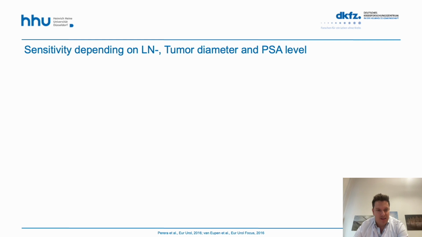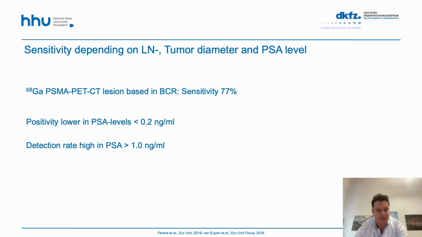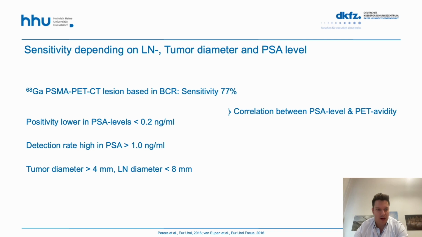Why is this sensitivity dependent? It depends on lymph nodes, on tumor diameter and PSA level. Per se, lesion detection has a sensitivity of 77%. However, it is lower at PSA levels below 0.2, but the detection rate is pretty high at PSA levels over 1. So it depends on the tumor, so it correlates with PSA level and PET avidity. And it also correlates with tumor diameter over 4 millimeters and lymph node diameter over 8 millimeters.